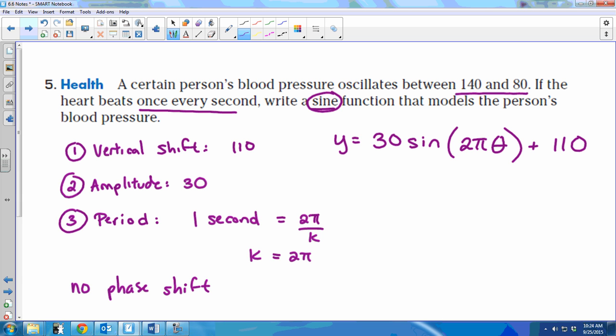Plus 110. Make sure the plus 110 is not in parentheses. If you put it in parentheses, that means it's a phase shift, and it's not, it's a vertical shift. So that's the answer. Questions about that?